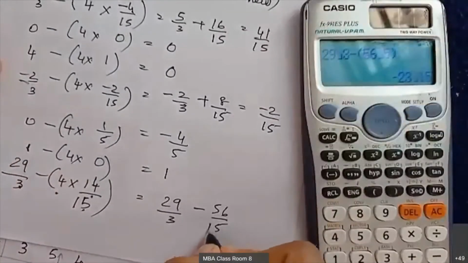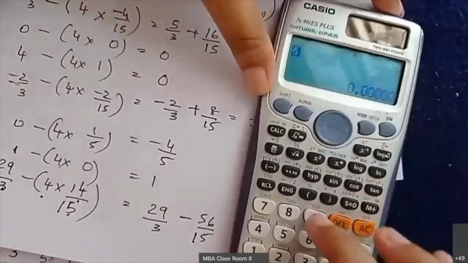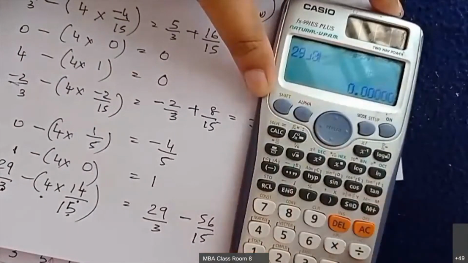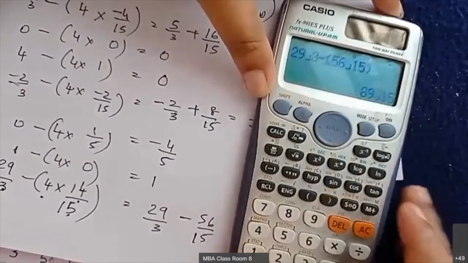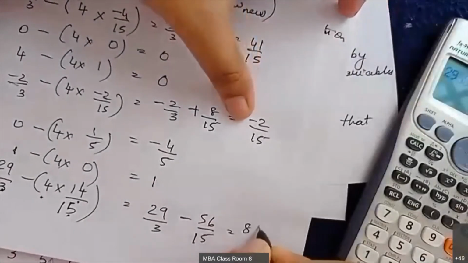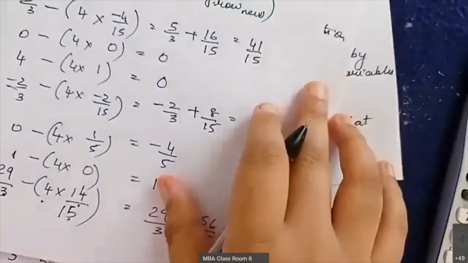Here it is 56 divided by 15. Okay, so it is 29 divided by 3, minus, bracket open, 56 divided by 15. Okay, so you will get 89 divided by 15. 89 divided by 15 is the correct answer. Okay, so you got all the values of R1, R2 and R3.